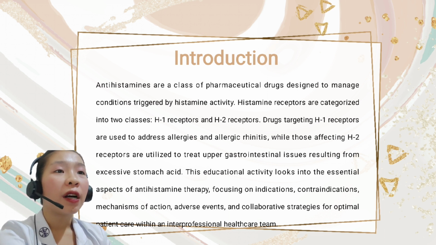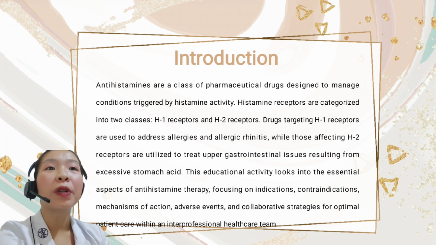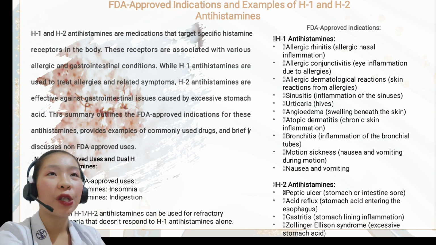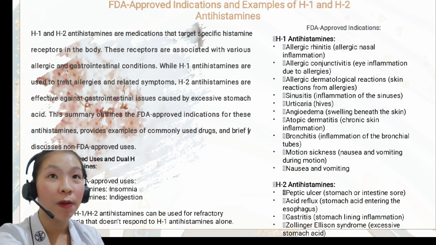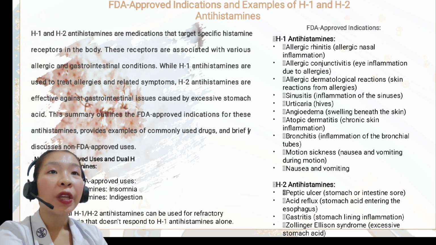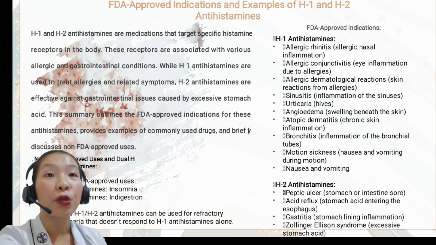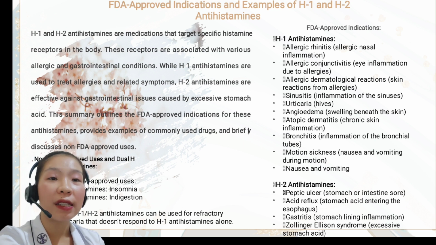Now, for the next part, we will be talking about our FDA approved indications and examples of H1 and H2 antihistamines, as mentioned earlier. So again, this summary outlines the FDA approved indications for these antihistamines, provides examples of commonly used drugs, and briefly discusses non-FDA approved uses.